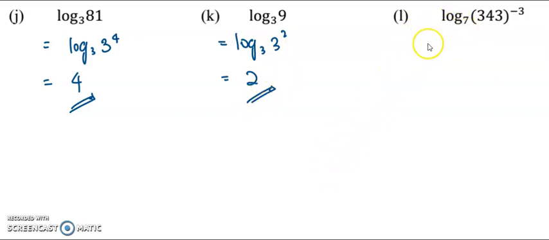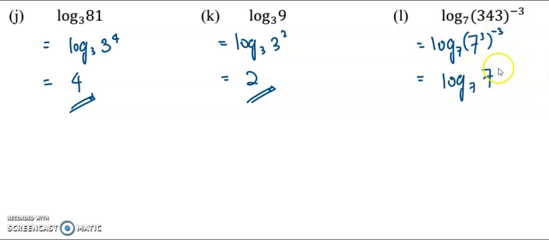And question L, you get 343. This is 7 power of 3, and it has a power originally in the question. It has a power of -3, and don't forget the base of 7. Simplify the power first. By multiplying the 3 and the -3, you get -9. Now we apply the rules of log. Move the -9 to the front. You get -9 multiplied by log 7 base 7, which is equivalent to 1. Then we have the answer -9.